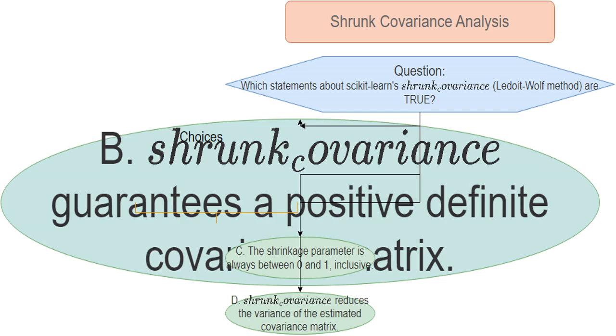_shrunk_covariance always creates a positive definite covariance matrix. A positive definite matrix is one where all its eigenvalues, special numbers associated with the matrix, are positive. This is crucial for many statistical calculations, and I found this statement to be true. The Ledoit-Wolf method, which _shrunk_covariance uses, ensures this.